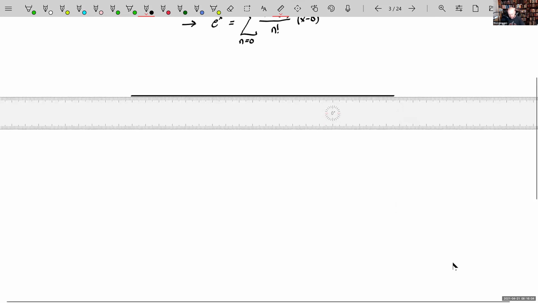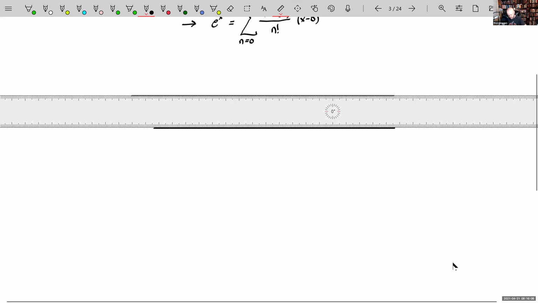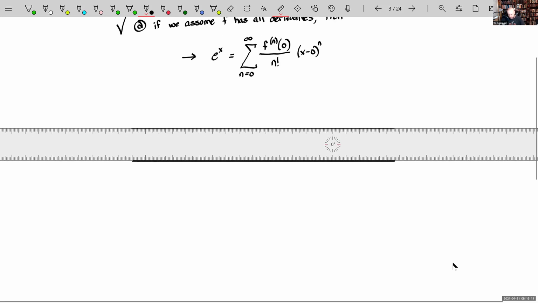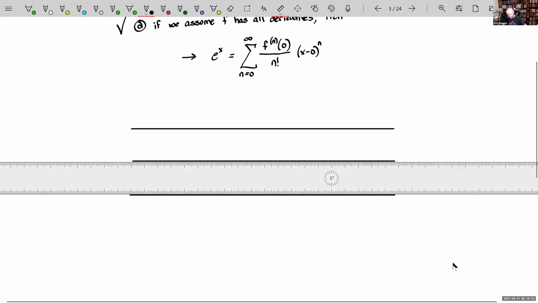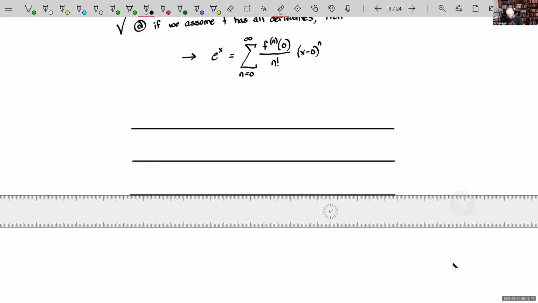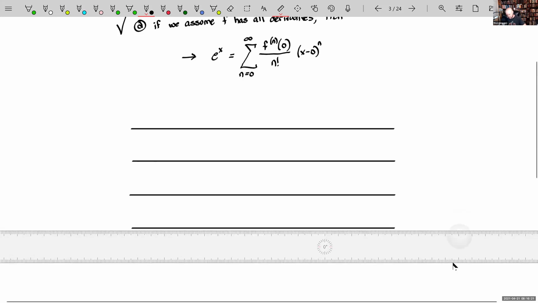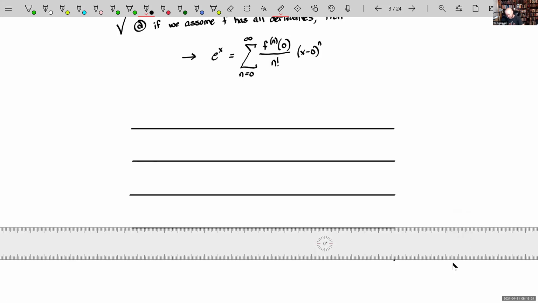Actually, I'll even do this. I just want to showcase this so that you don't only see an easy example and then have to get into some terrible example on your own and not know how to do it. There's no such thing as terrible examples with Taylor series. They're all beautiful.